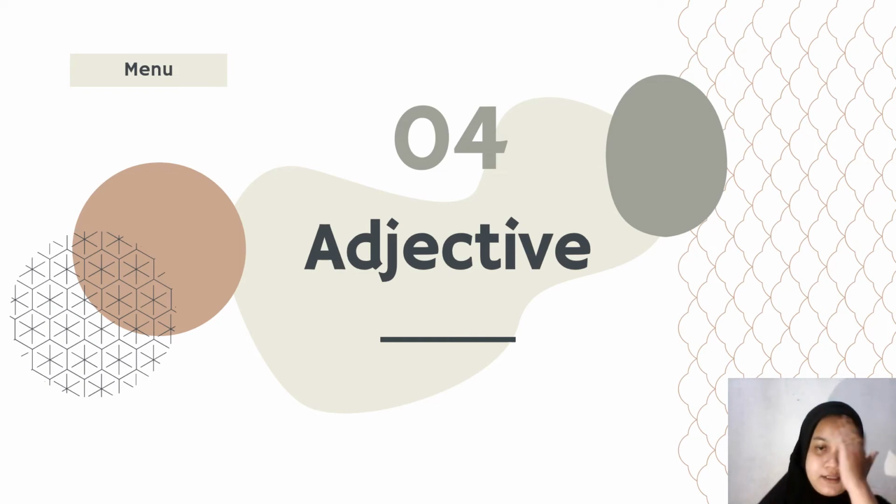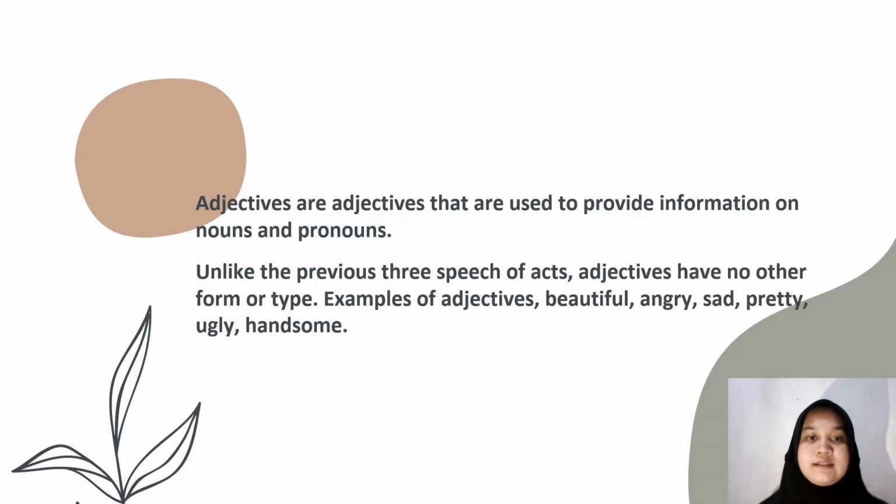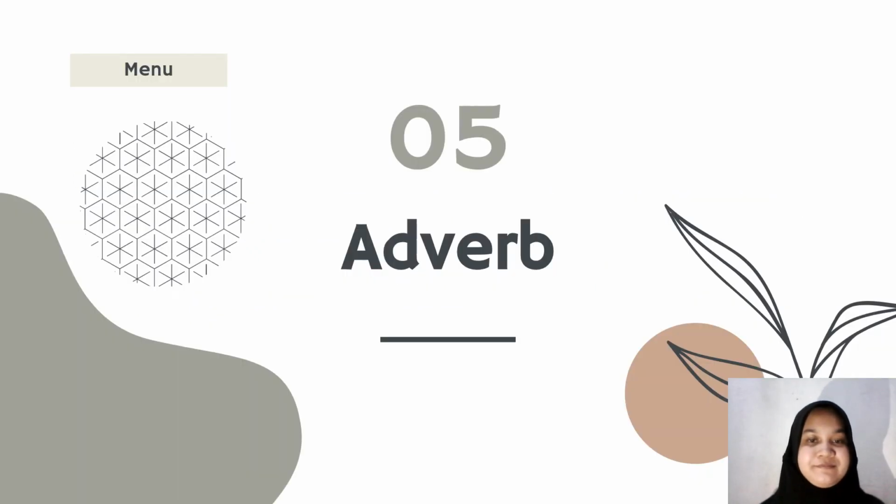Fourth, adjective. Adjectives are used to provide information on nouns and pronouns. Unlike the previous three parts of speech, adjectives have no other form or type. Examples of adjectives: beautiful, angry, sad, pretty, ugly, and handsome.